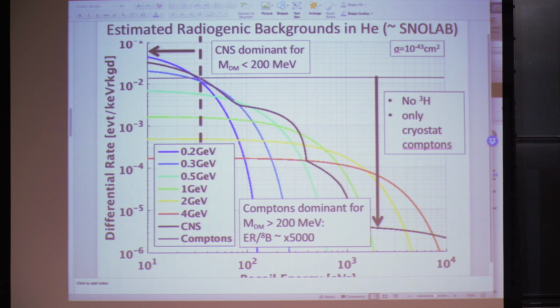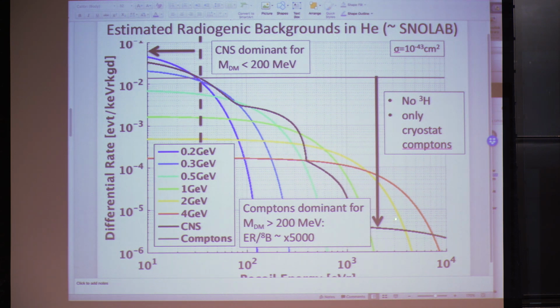So that means that what we see here is my signal is suppressed, but my background on a per kilogram basis is roughly the same. It's actually slightly better, because there are no tritium backgrounds, there are no beta backgrounds in helium, because we can make it so clean. It's a noble gas.